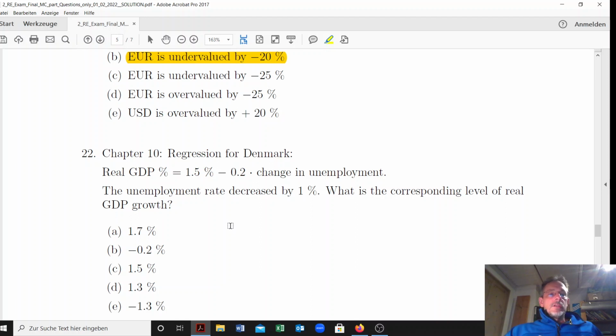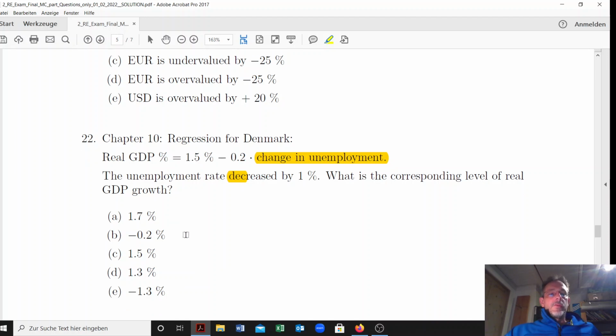Question 22. We have one regression for Denmark. Real GDP growth is equal to 1.5 minus 0.2 times the change in the unemployment rate. The unemployment rate decreased by 1%, so it's a negative 1%. What is the corresponding level of the real GDP growth rate? We have to insert minus 1 in this part of the formula. Minus 0.2 times minus 1 is a positive 0.2, plus the 1.5 here. So the right answer is answer A, 1.7.